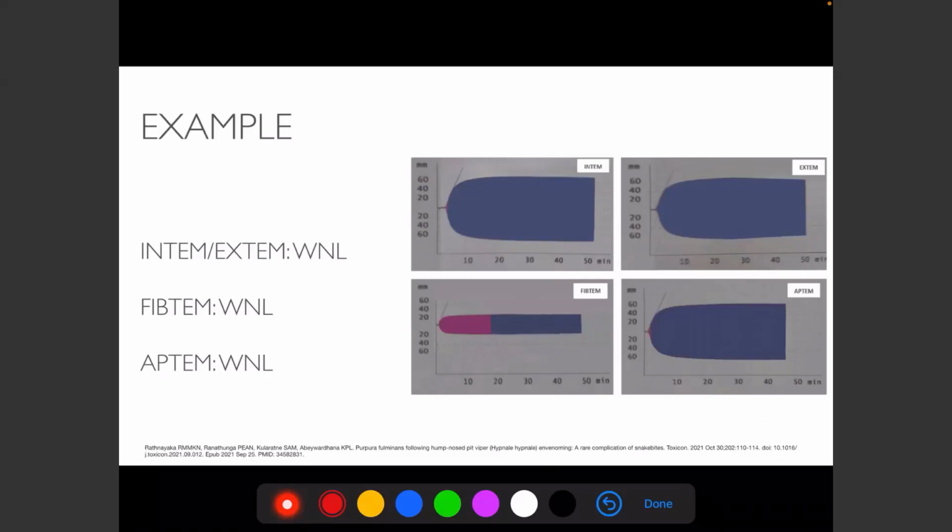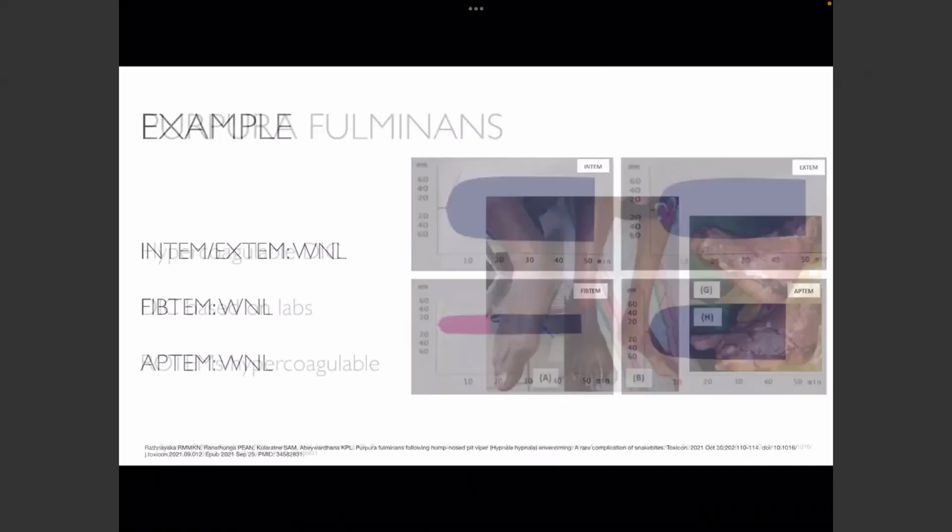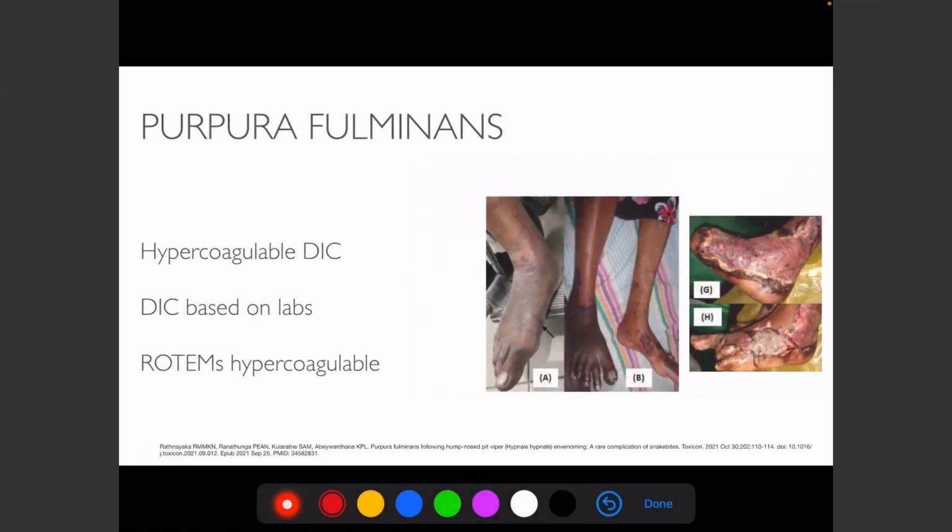So this is a clinical example, and it's the last one, where it can be used. This is a patient that's 58, was bit by a hump-nosed pit viper, and all their labs were consistent with DIC. But then they ran ROTEM and everything's normal. And fibrinogen is even on the high normal side. So not really consistent with hypocoagulable DIC. It's more hypercoagulable DIC, so the treatment's different. And clinically, she actually had purpura fulminans and was hypercoagulable and having microthrombosis. So the ROTEM would have identified that in 5 minutes, give or take. And it completely changes the management.